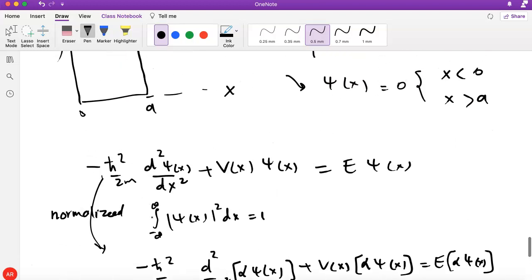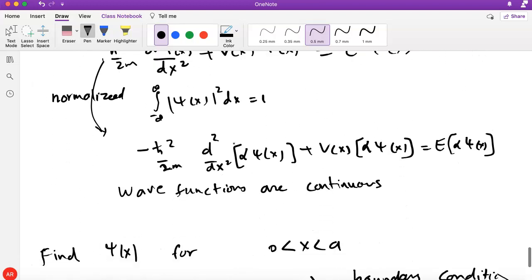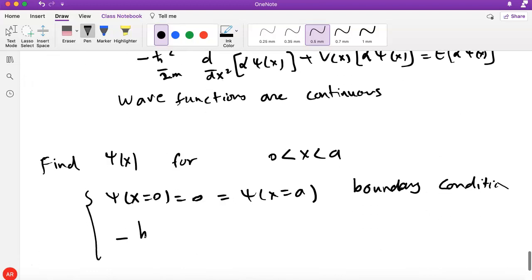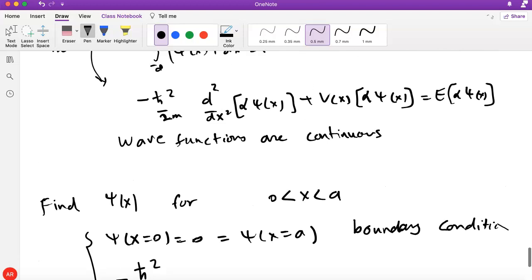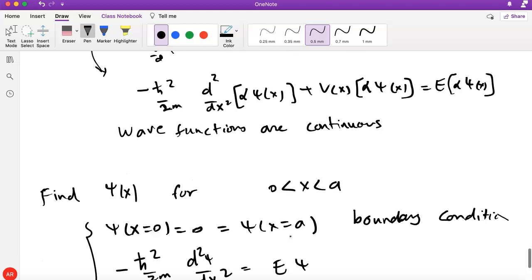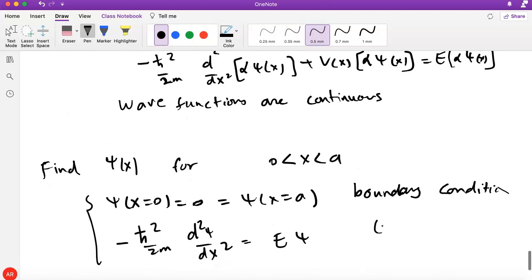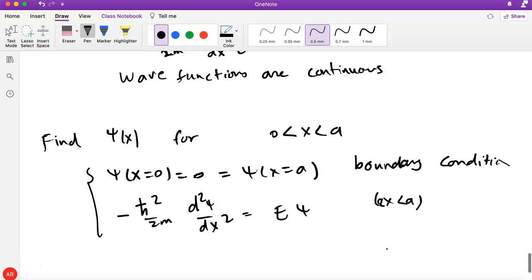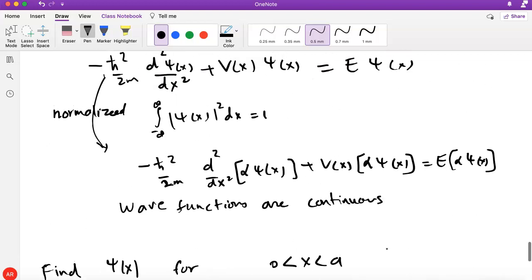And a simple equation. In that region, the potential is 0, so our equation is minus h bar squared over 2m times the second derivative of psi with respect to position equals E times psi. The potential is 0 in this range, between 0 and a. So we use information about the wave function being continuous, and about the wave function not being able to be finite if the potential is infinite, since otherwise you run into a problem.